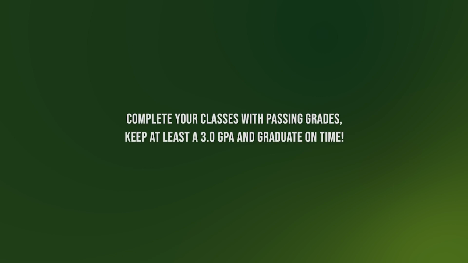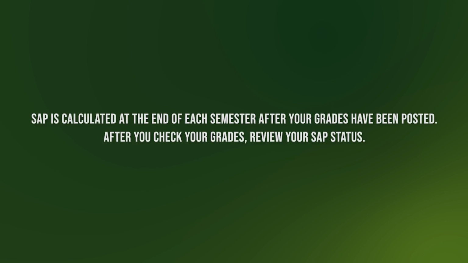What are the easiest ways to keep your aid? Complete your classes with passing grades, keep at least a 3.0 GPA, and graduate on time. SAP is calculated at the end of each semester after your grades have been posted. After you check your grades, review your SAP status.